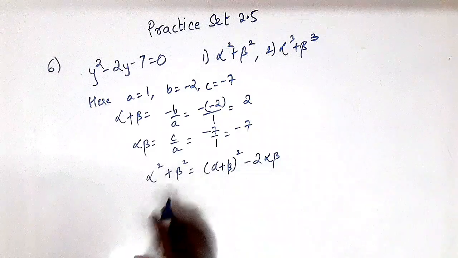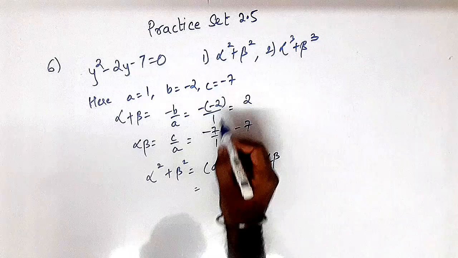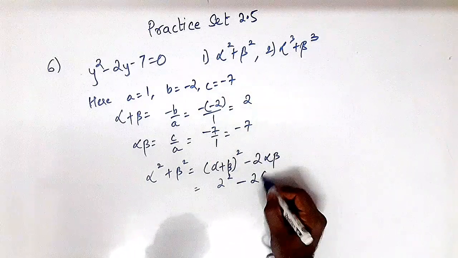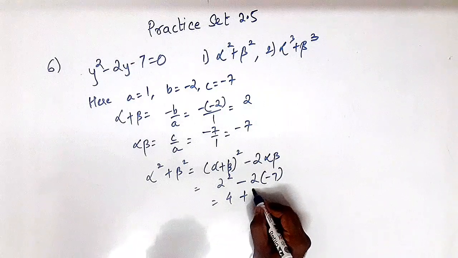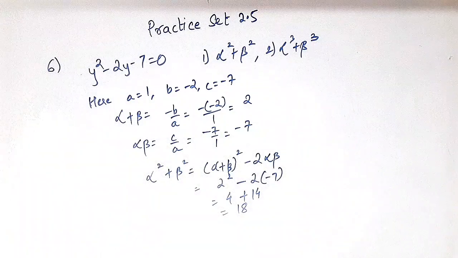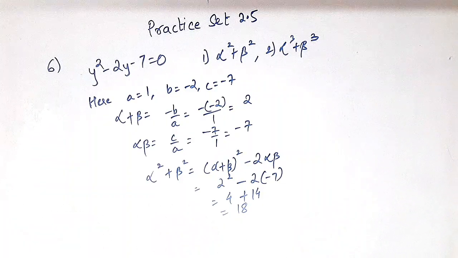So let us see here, alpha square plus beta square: alpha plus beta is 2, square, minus 2 alpha beta, which is minus 7. 2 square is 4, minus minus is plus, 7 2s are 14, 14 plus 4 is 18. Then we got alpha square plus beta square.